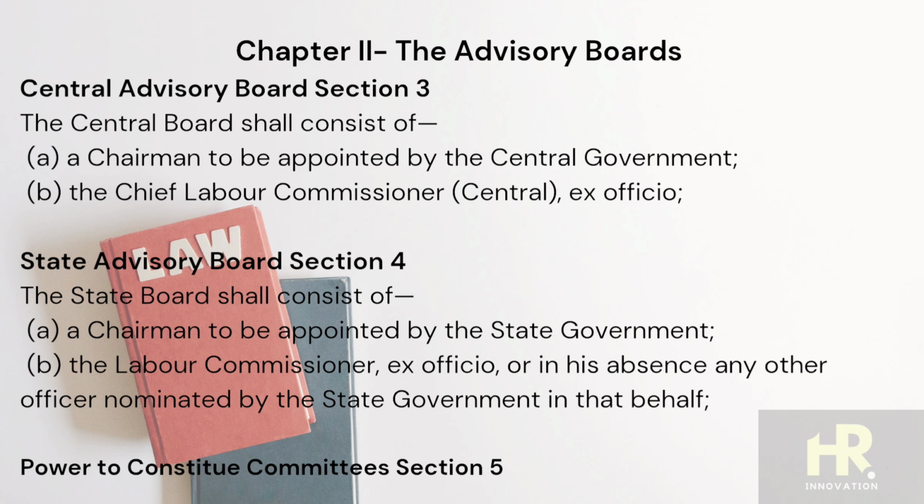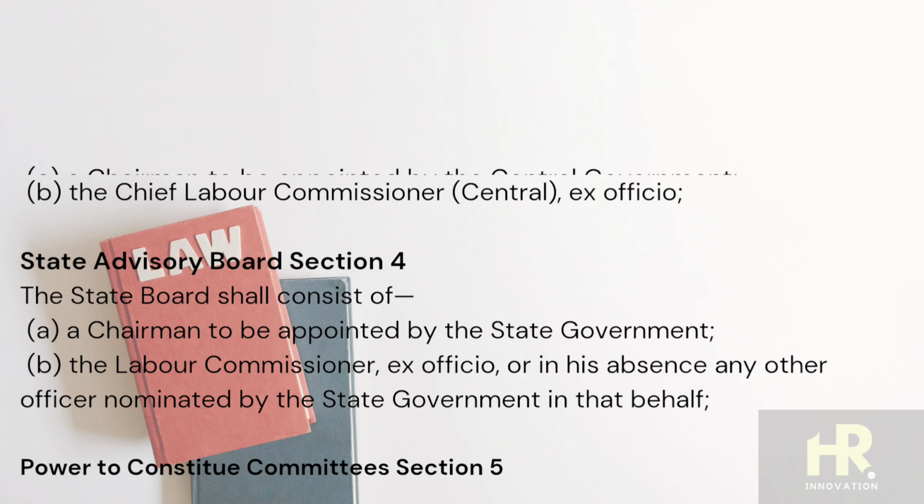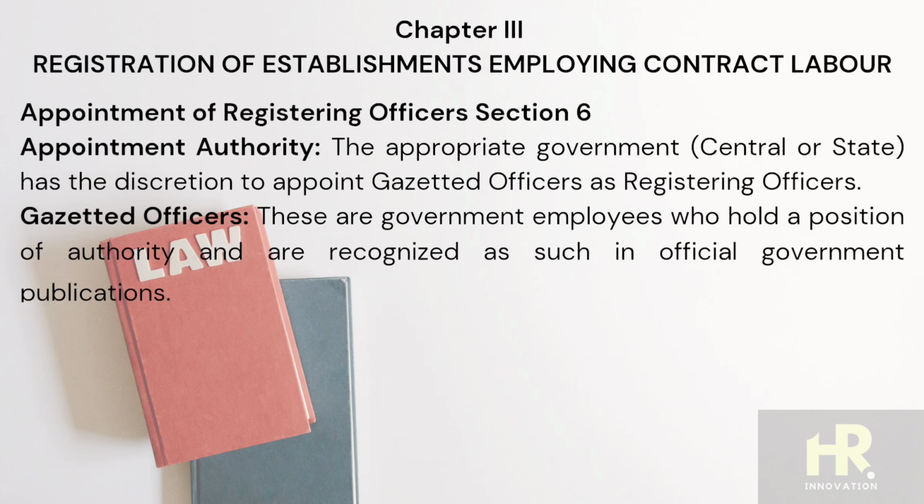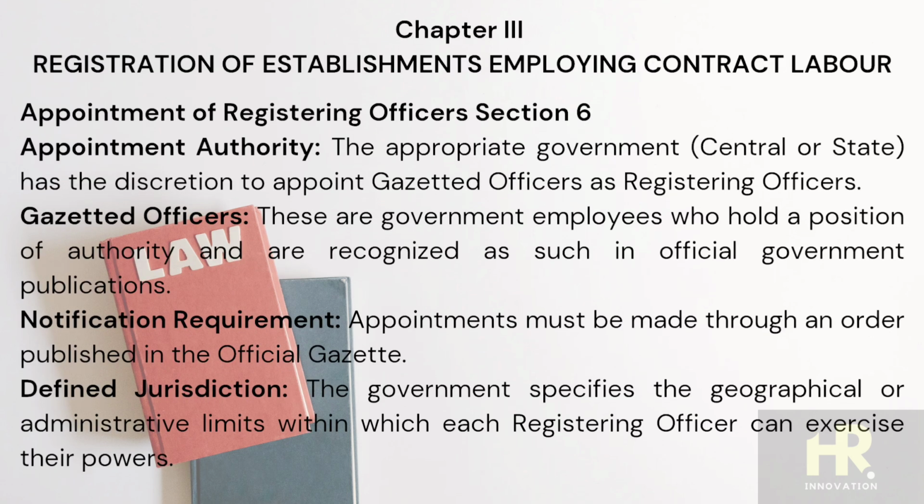Next up, Chapter 3, Registration of Establishments. In this slide, we're starting Chapter 3 of the Contract Labor (Regulation and Abolition) Act, 1970, and the topic is registration of establishments employing contract labor. Let's first understand Section 6, which is about the appointment of registering officers. The central or state government has the power to appoint registering officers.